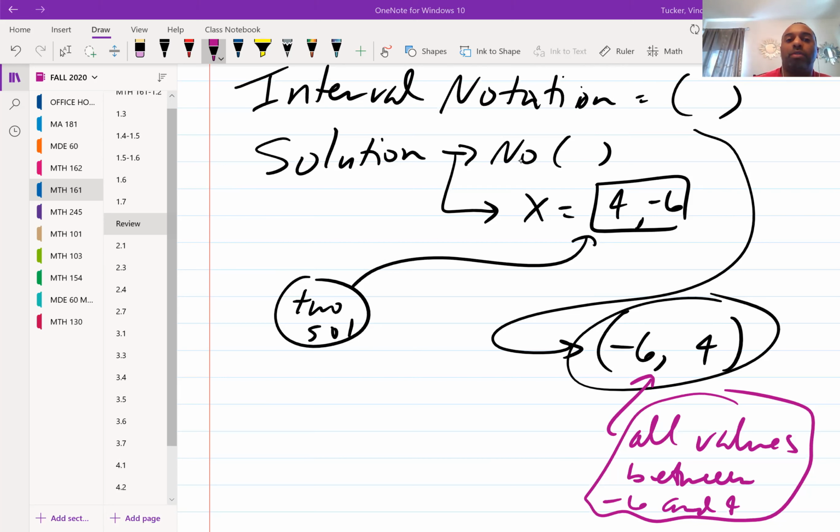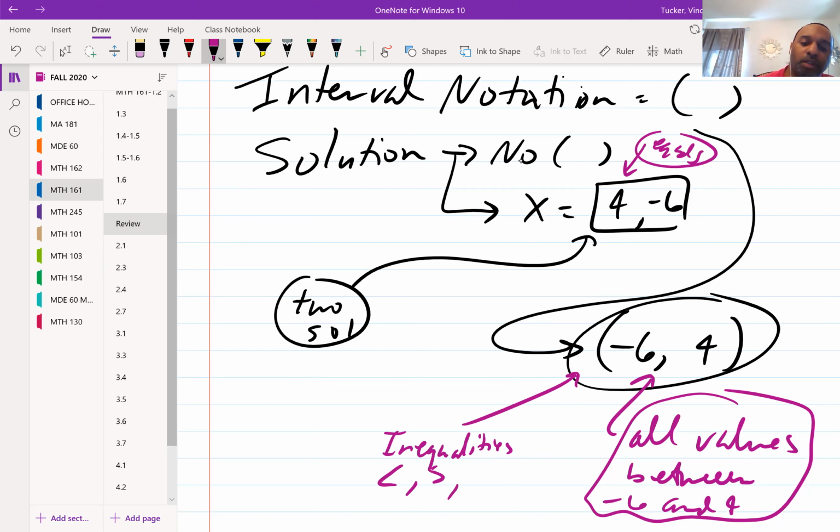And then also, this would be when you have an equal sign. You will use this when you have one of your inequalities. So you're talking about less than, greater than, less than or equal to, greater than or equal to. When you have those, that's when you would do the parentheses. But if you just have a regular equal sign, all you would use is a comma.